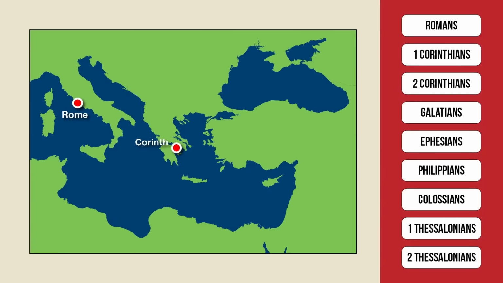Corinth being one of the major cities in Greece. Galatians was sent to Galatia. Galatia is the only place name on this list that is not a city. It refers to an entire region located right in the middle of Anatolia, what is today Turkey.